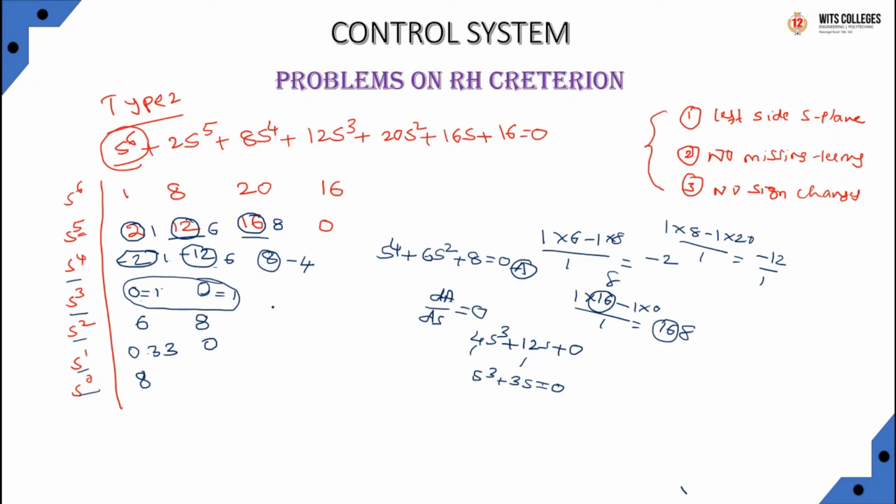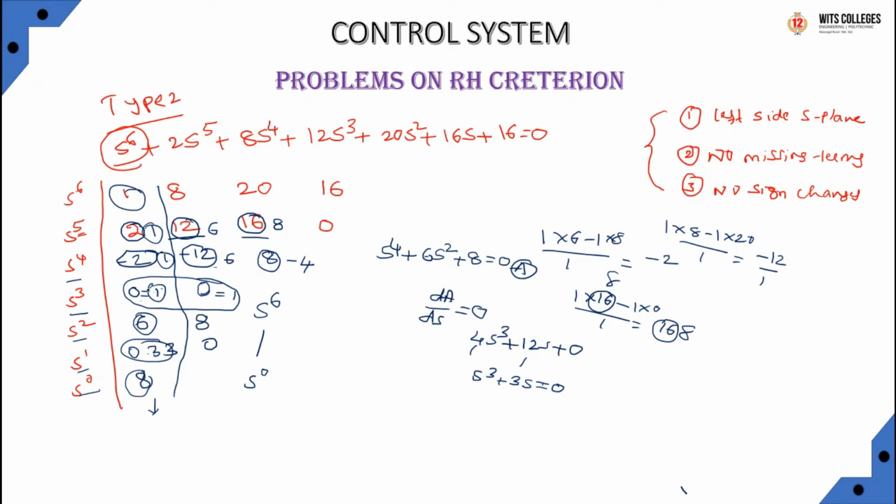By considering this, again we write down the values from s power 6 to s power 0. Their values are 1, 1, 1 and 1, 6, 0.33 and 8. That means there are no missing terms, no zero elements or non-zero elements in a column. Next, there are no sign changes. No sign changes means the system is said to be stable.